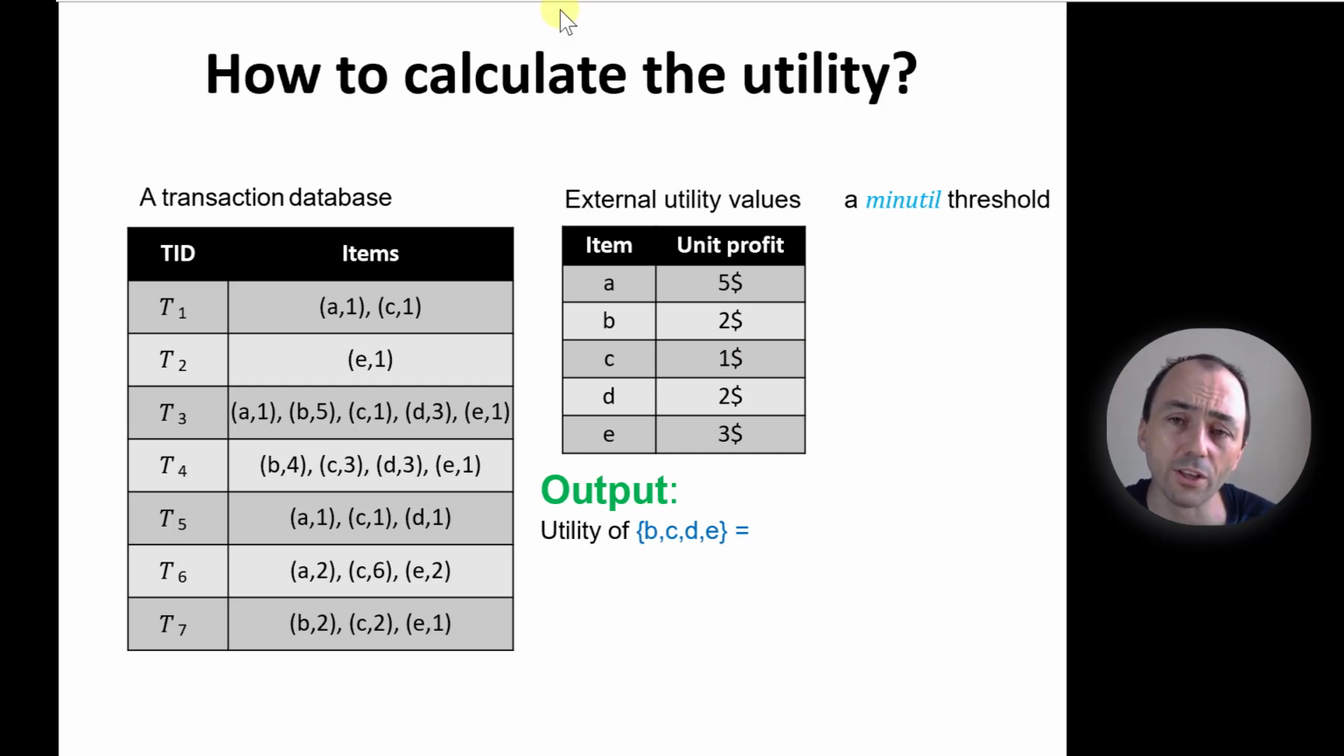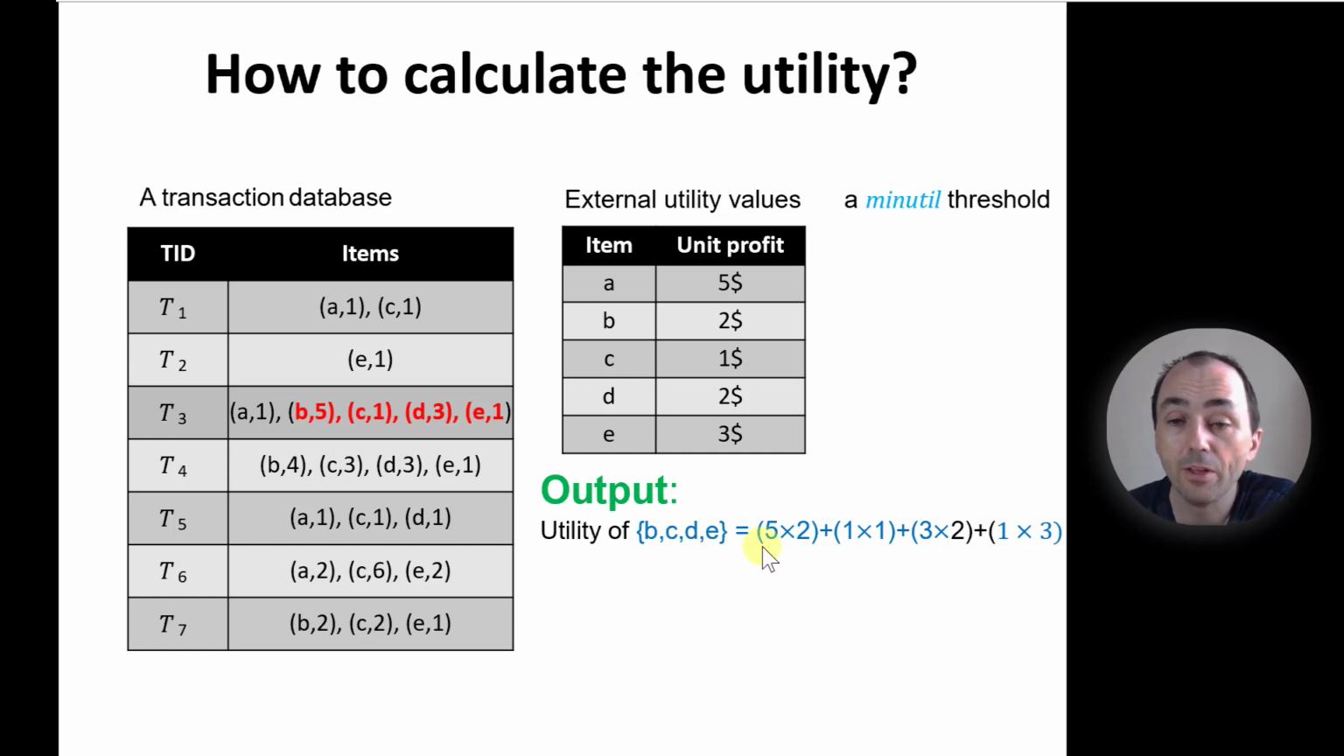So, how to calculate the utility or the money in this example? Let's take an example, okay? We want to find the utility of BCDE. That means you buy BCDE together. This is important. Not just BC, not just DE, okay? The utility of BCDE means the money when the people buy BCDE together, must be together. So to calculate the utility of BCDE, you need to find BCDE. It appears in T3, okay, we have BCDE.